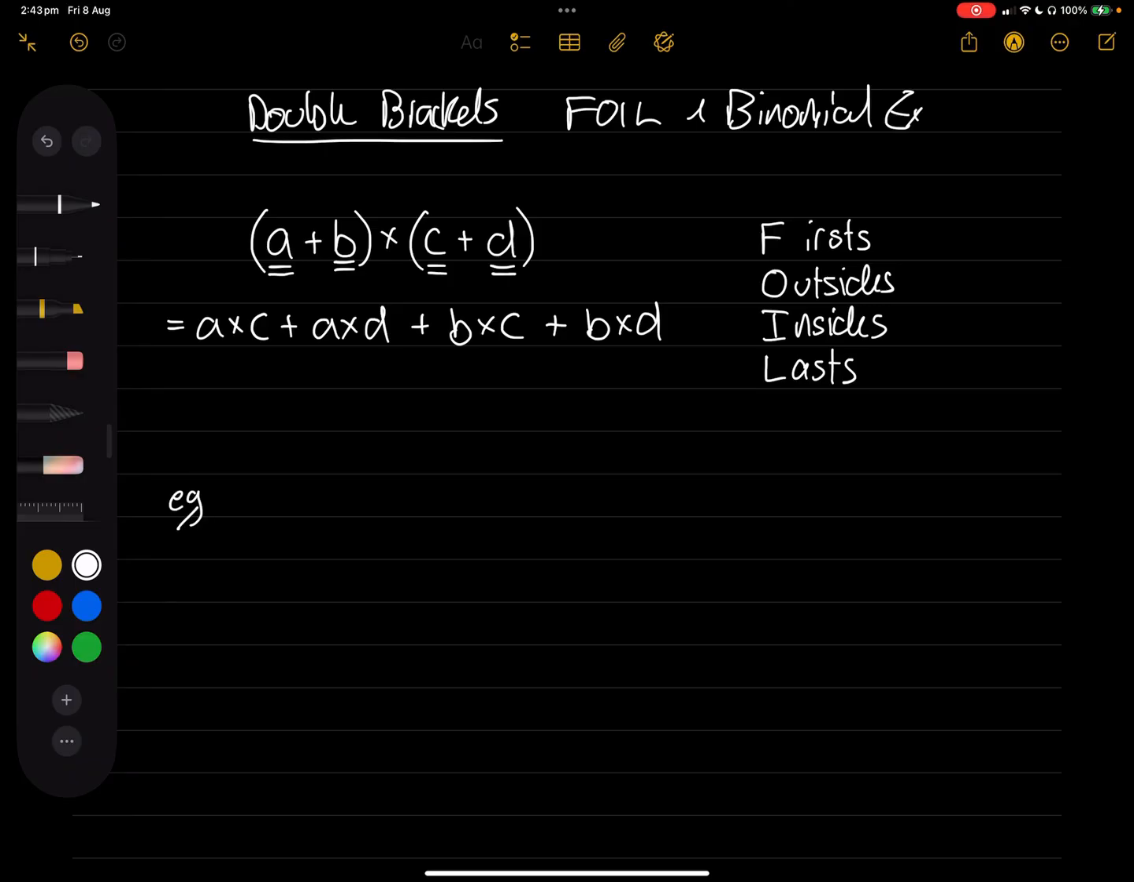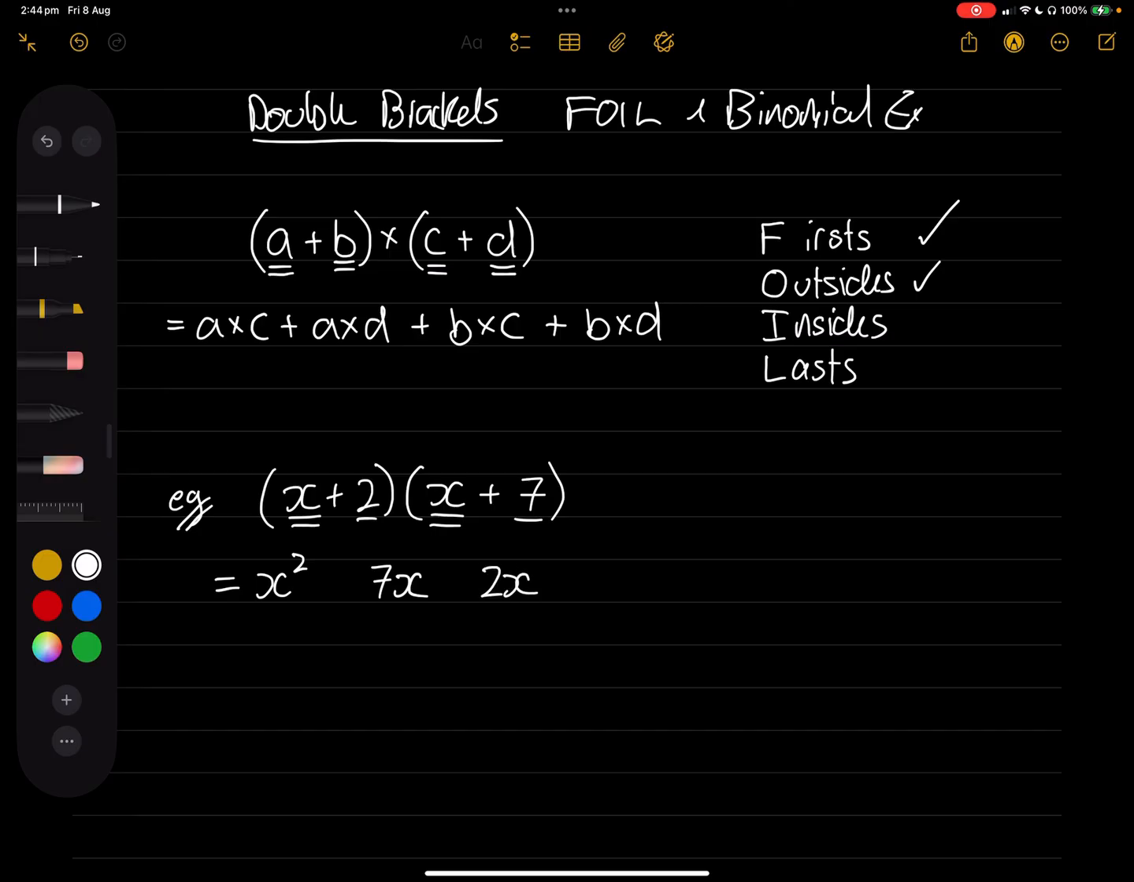So an example, we might have x plus 2 times x plus 7. So this is your simplest type. So we'll do the first, x times x, that's x squared. We'll do the outsides, x times 7. X times 7 is 7x. We'll do the insides, 2 times x, that's 2x. And then we'll do the last, 2 times 7, that's 14. Because everything here is positive, we add them all together.